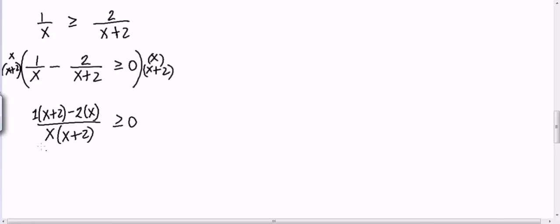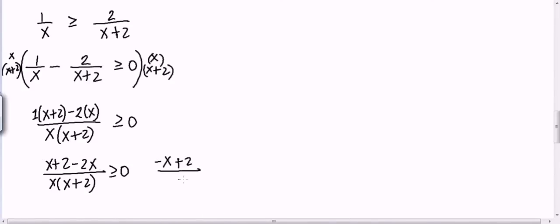Okay? So, ang magiging rational inequality natin ay x plus 2 minus 2x all over x times x plus 2. Huwag nyo na itong i-factor. Huwag nyo na itong i-expand. Kasi, mamaya, i-factor out nyo rin yan to get the zeros. Okay? So, i-simplify lang yung numerator. So, x minus 2x is negative x. So, negative x plus 2 all over x times x plus 2 greater than or equal to 0.